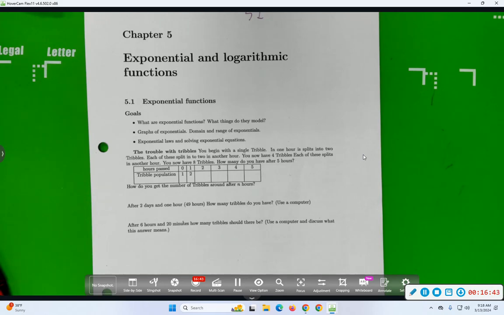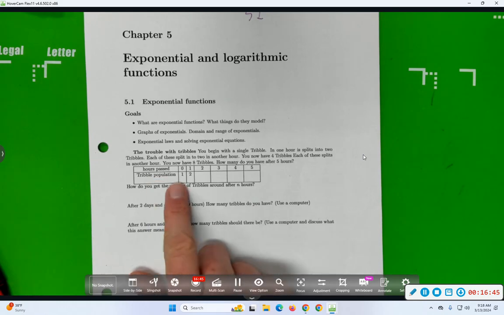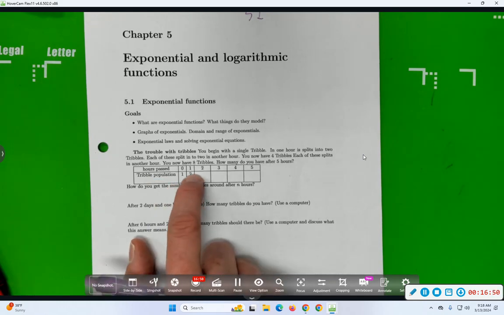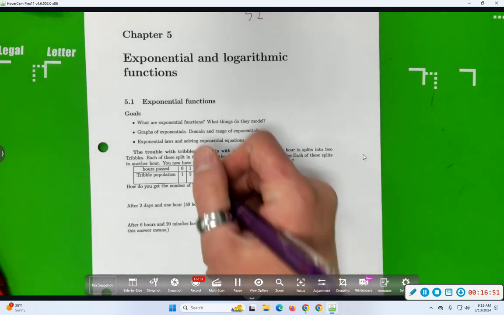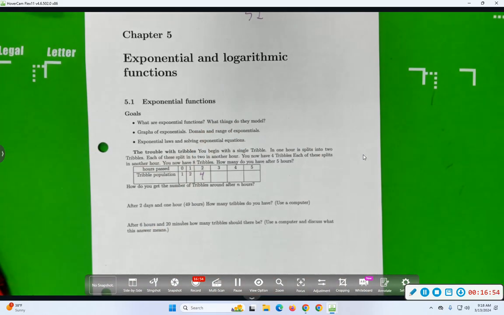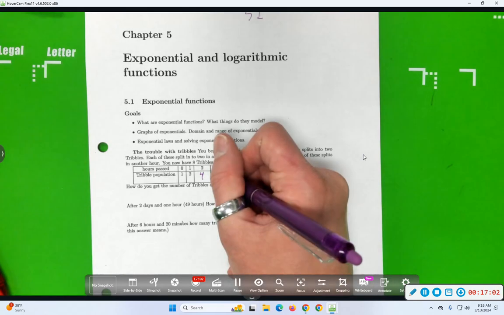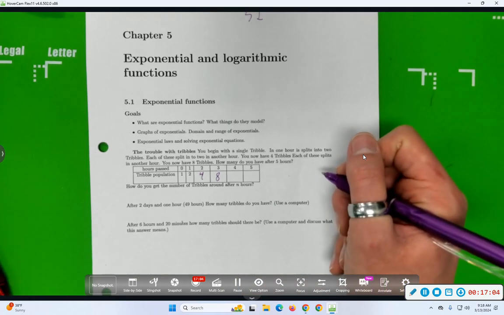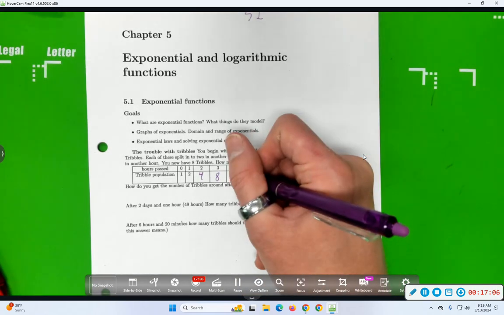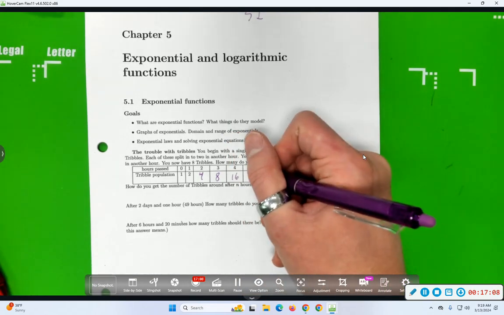So let's just fill in the population track that this thing will take. If you start with 1 triple at time 0, after 1 hour, you'll have 2 triples. After 2 hours, that will double to 4 triples. After another hour, those 4 triples will each have doubled. So you'll have 8 triples. At hour 4, how many? 16. Cool. At hour 5? 32.